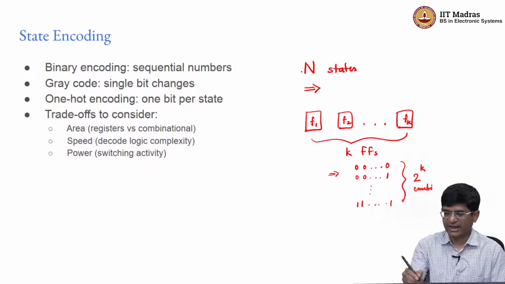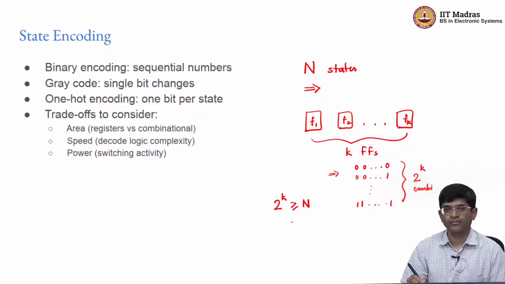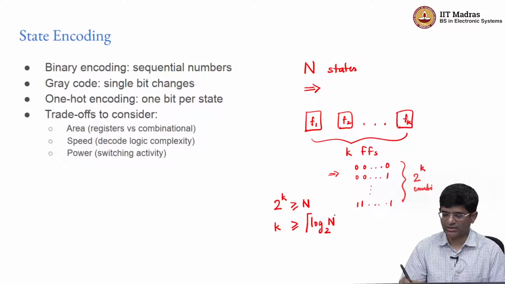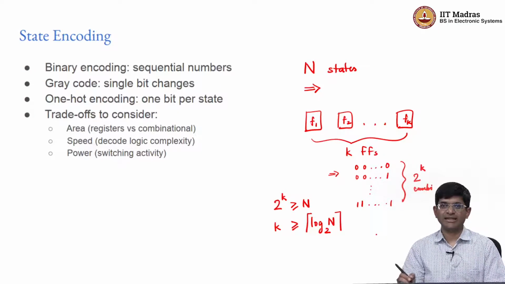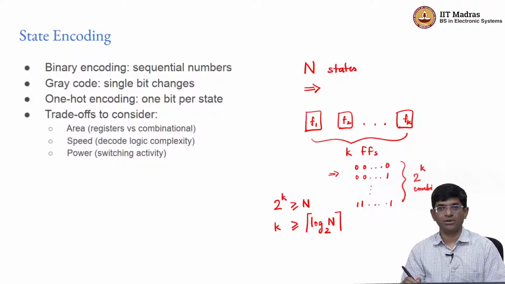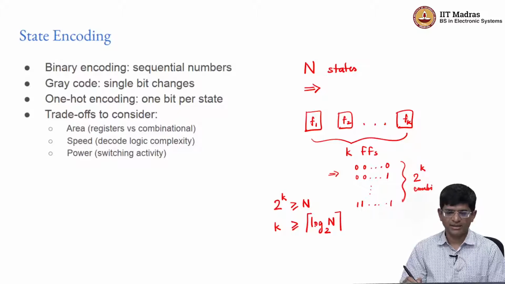Another way of saying it is, if I had n states, I need to make sure that 2 to the power of k is greater than or equal to n, or you can rewrite that to say that k must be greater than or equal to log n to base 2. Since k must be an integer, we take the ceiling function, which converts it to the nearest integer that is larger than log n to base 2. So if you require n states, it is fairly straightforward to calculate the minimum number of flip-flops required to encode the states. And this is very often done.